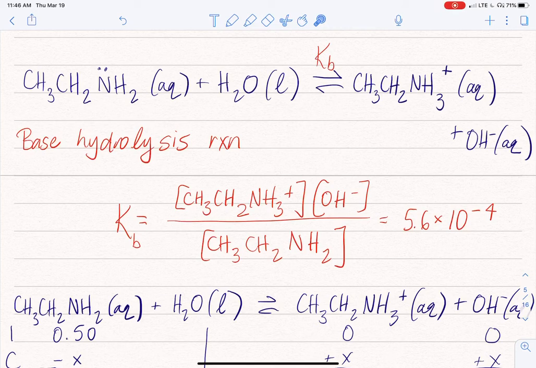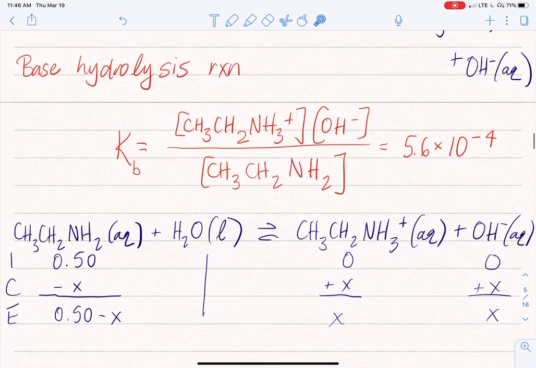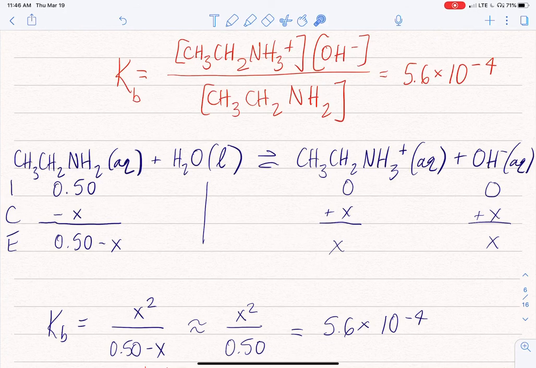Now, I wrote that reaction again, and I want to create an ICE chart underneath it so we can see what happens as we go from initial conditions to equilibrium conditions. The problem gave us 0.5 molar as the initial concentration of ethylamine, so we fill that in for the initial concentration in the ICE chart. We have no products to start out with. Now we're going to have some dissociation of that 0.5 molar, so I get 0.5 minus x as the equilibrium concentration of ethylamine. Water we don't care about because it doesn't appear in K.